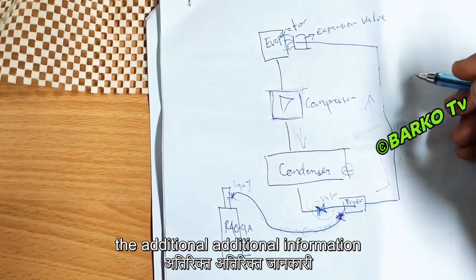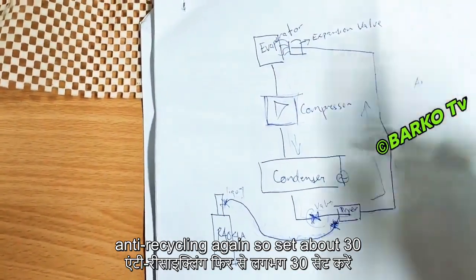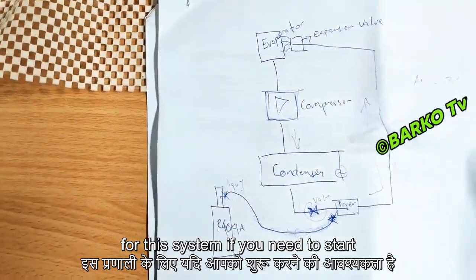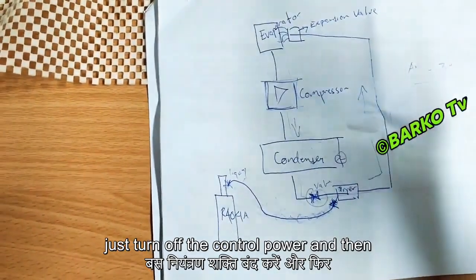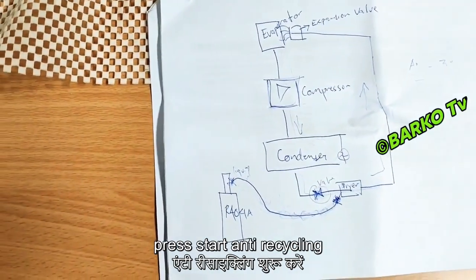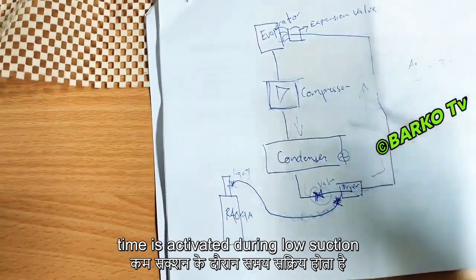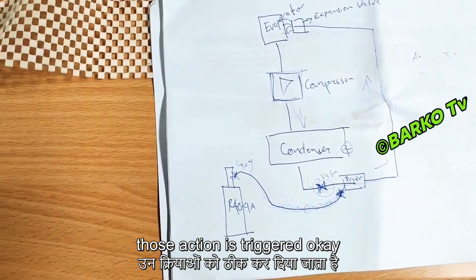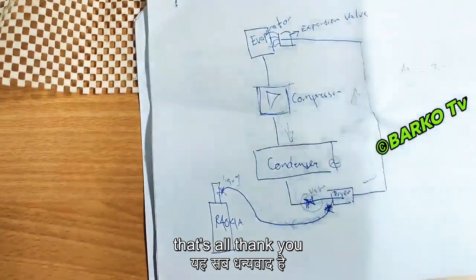The additional information, anti-recycling again, set about 30 minutes for this system. If you need to start again, just turn off the control power and then press start. Anti-recycling time is activated during low suction. Low suction is triggered. Okay, that's all. Thank you.